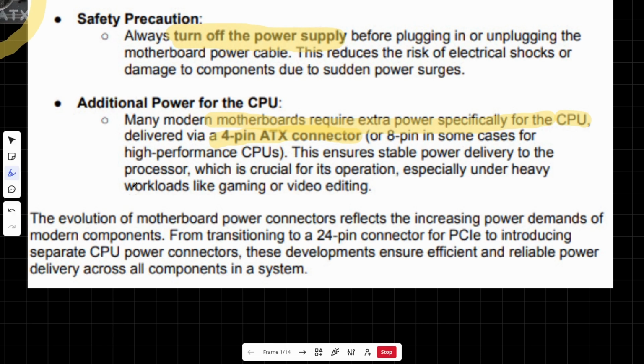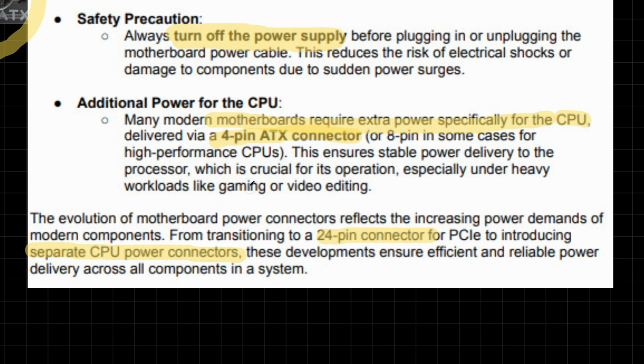So there's been quite a lot of evolution when it comes to the power connectors that we have, right? It started off with 20 and then it went to 24 pin. And then we added in that extra separate CPU power connector that we were just talking about, that 4-pin power connector for the CPU. So it's slowly evolving, and that represents the fact that over time, we're getting more and more powerful components, so we need to find ways to give more and more power.